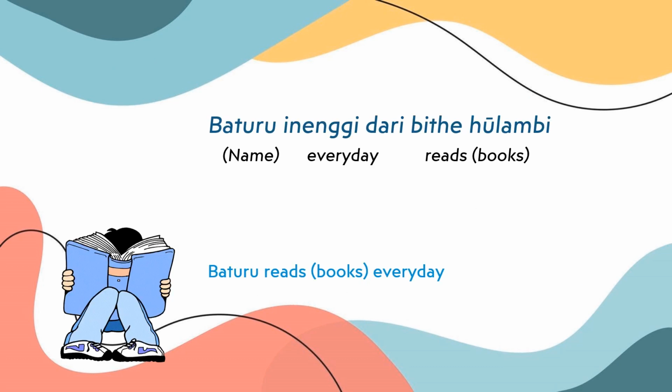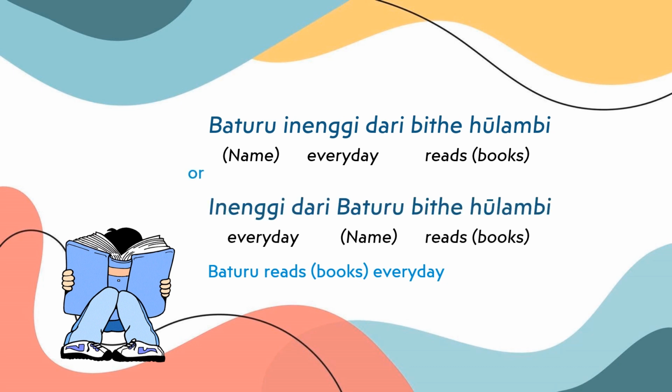The answer to the first sentence is Baturu 이능들이 비트크 호람. And this is not the only way to say it, because you have learned that the order of the adjuncts is flexible, so we can also say 이능들이 바투루 비트크 호람.